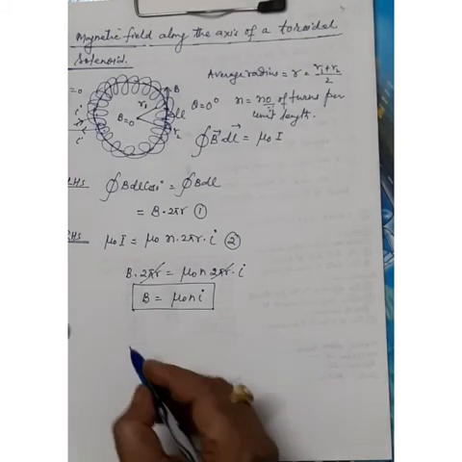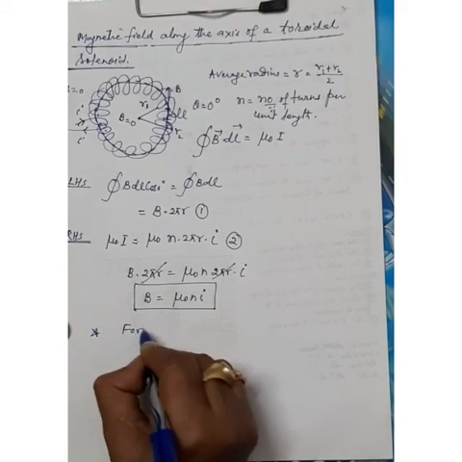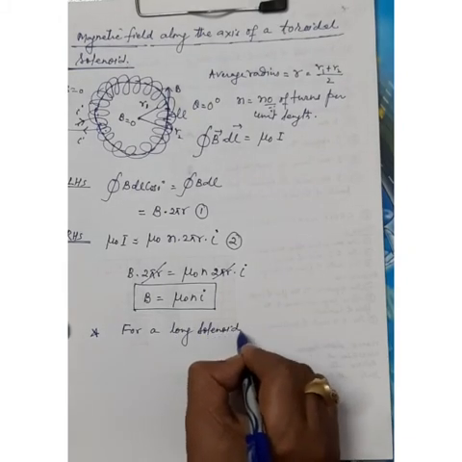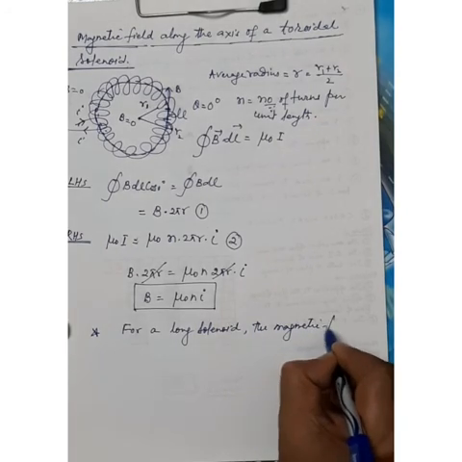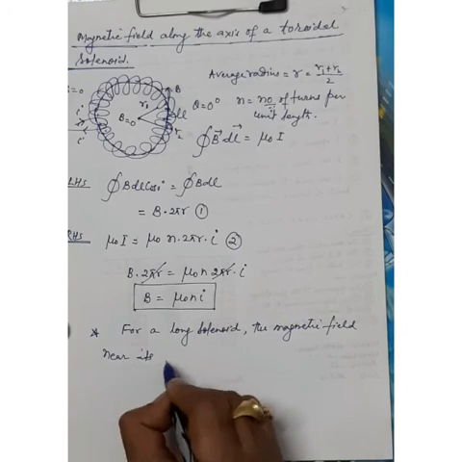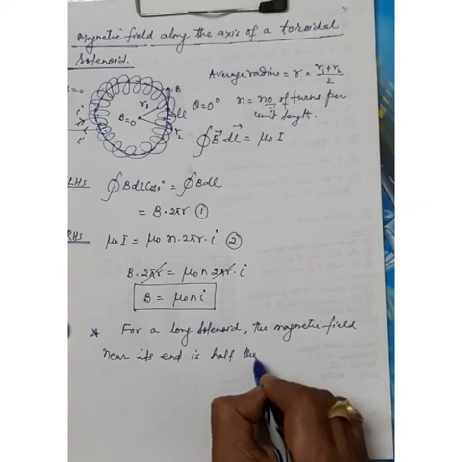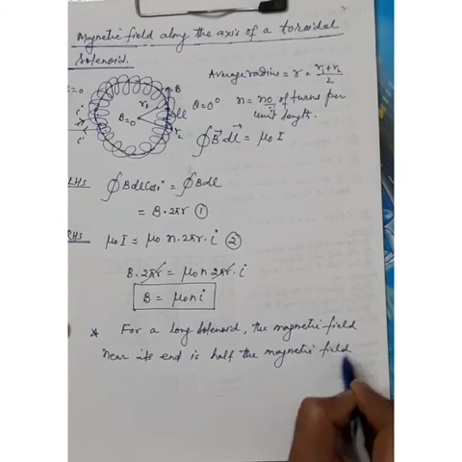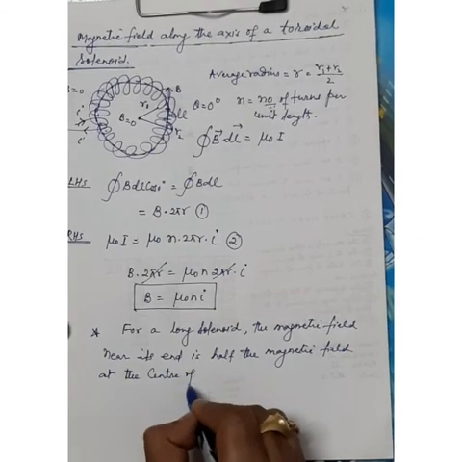One thing we have to remember, a special point: for a long solenoid, the magnetic field near its end is half the magnetic field at the center of the solenoid.